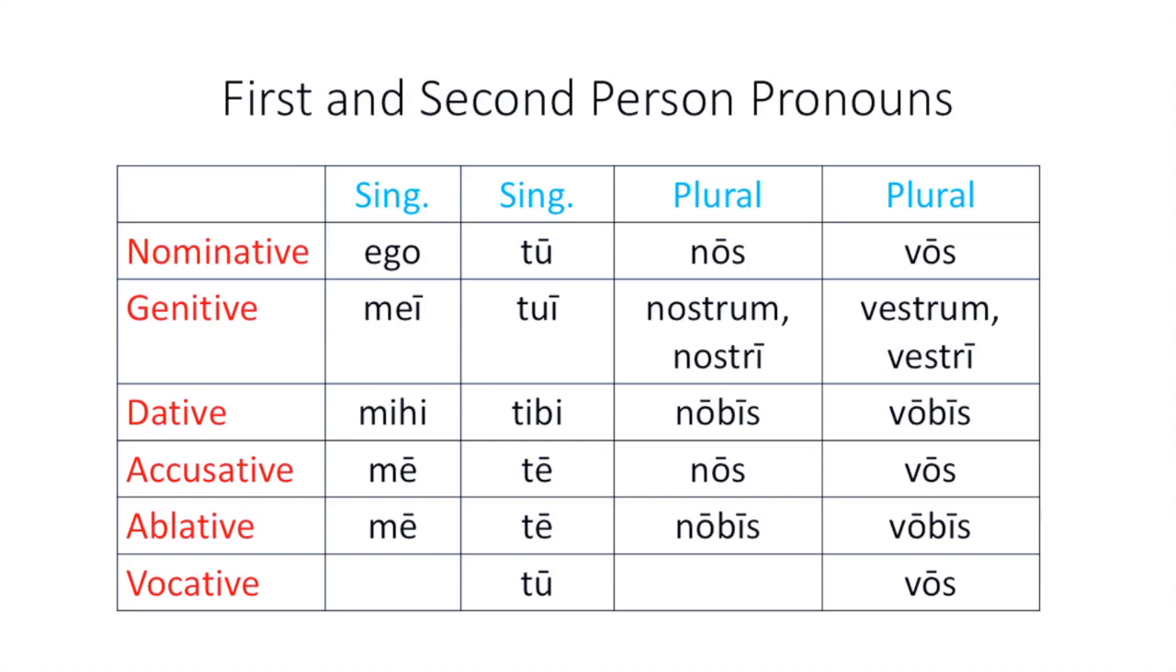The plural forms can get a little bit confusing because they're so similar. For nos and vos and nobis and vobis, the only difference is the N and the V. For nostrum and nostri, vestrum and vestri, the N and O change to a V and an E. So the major challenge for the plural forms is just remembering the N is first person and we or us, and V is second person, you, or if you want, y'all or youse guys.